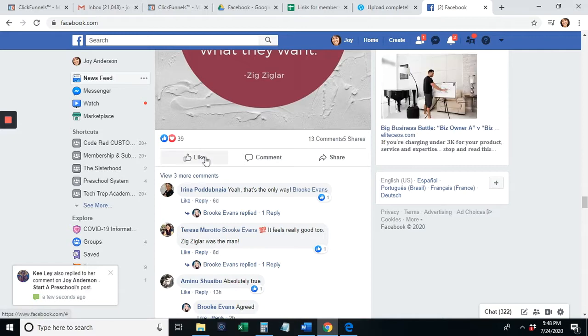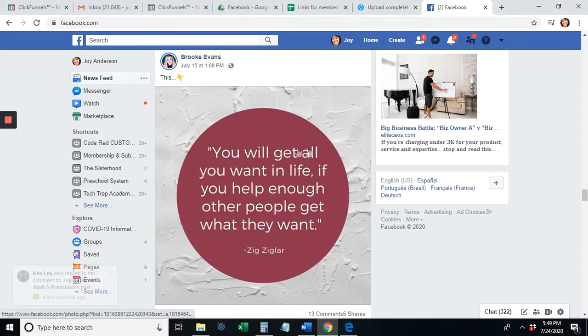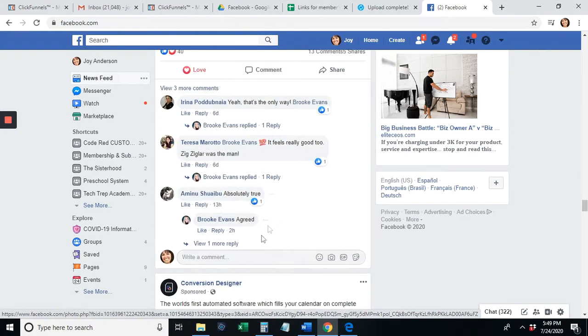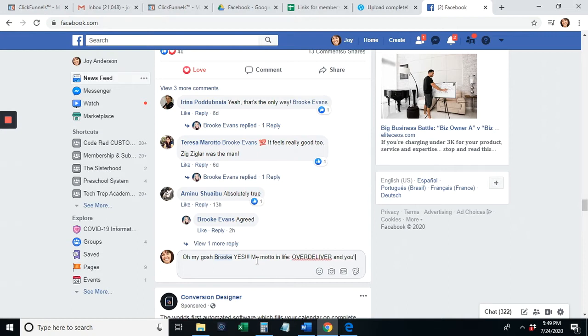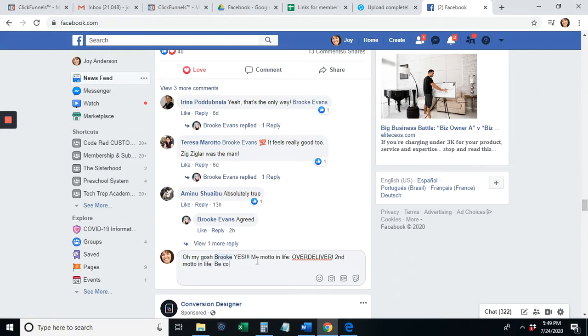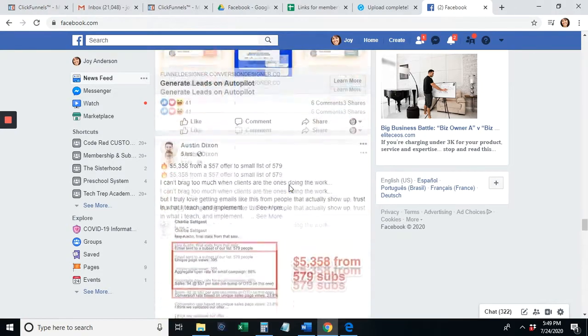Okay, 39 and 13. That's pretty good. So let's go ahead and see what this is. "You will get all you want in life if you help enough other people get what they want." Oh my gosh, Brooke, yes. My motto in life: over deliver. Second motto in life: be cool with people and they'll be cool with you. Okay, keep coming on down.